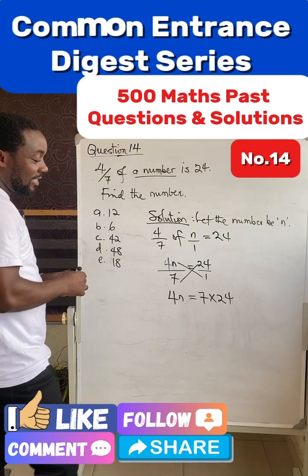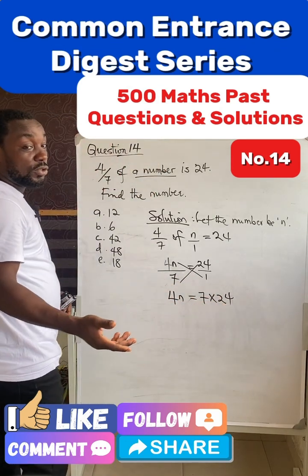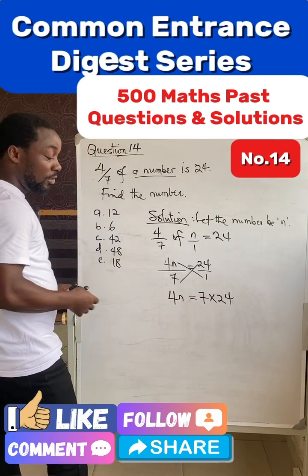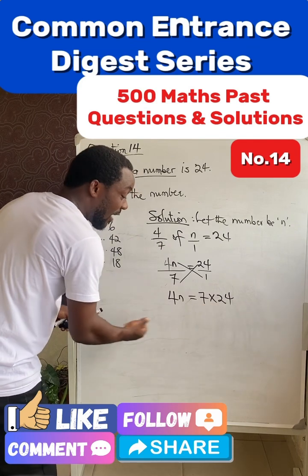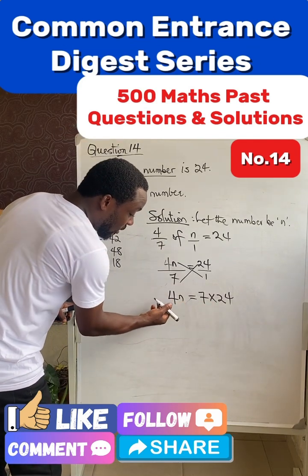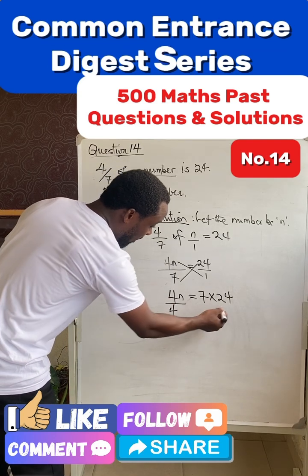If I start doing 7 times 24, I'm going to have one big number here that may give me issues when I am simplifying. So it's better I keep it this way. I will tell you why. So at this point, what do we do? This is an equation. We divide both sides by the coefficient of the unknown. The unknown is N, and its coefficient is 4. So we divide both sides by the coefficient.